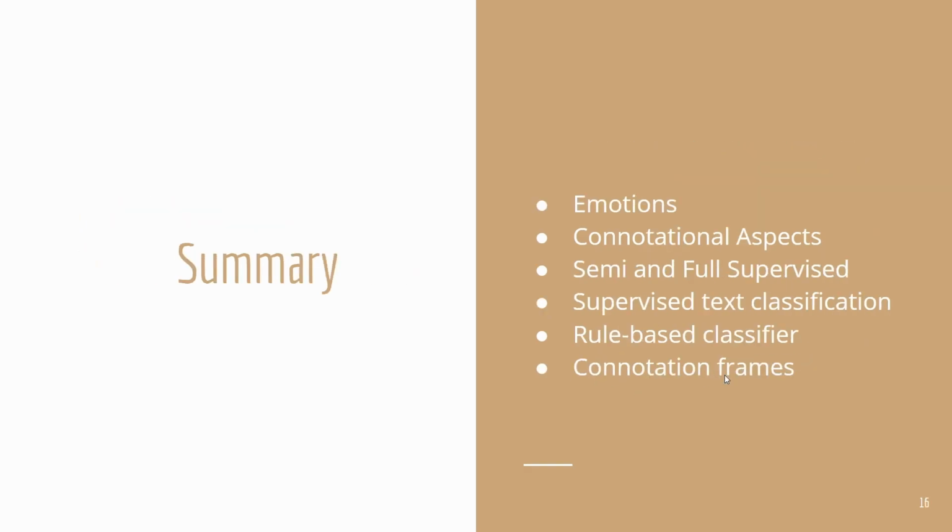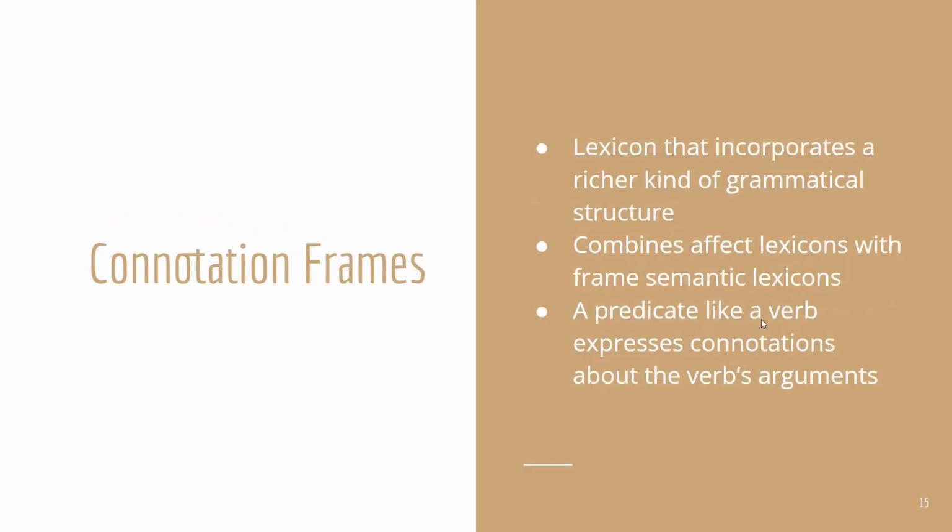Now moving on to the next section, connotation frames. The lexicons my friend described in the previous part so far defined a word as a point in affective space, but a connotation frame is a lexicon that incorporates a richer kind of grammatical structure, which combines affective lexicons with the frame semantic lexicons. Basically, it works in such a way that a predicate like a verb expresses connotations about the verb's arguments.